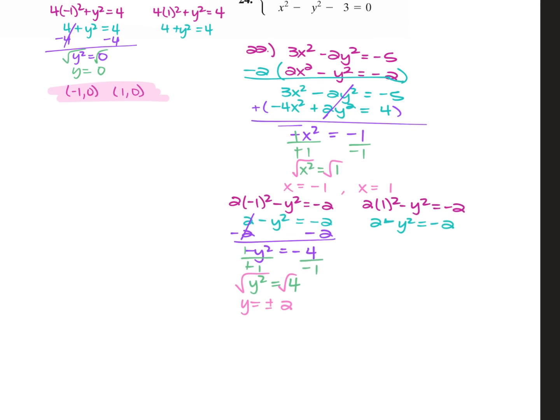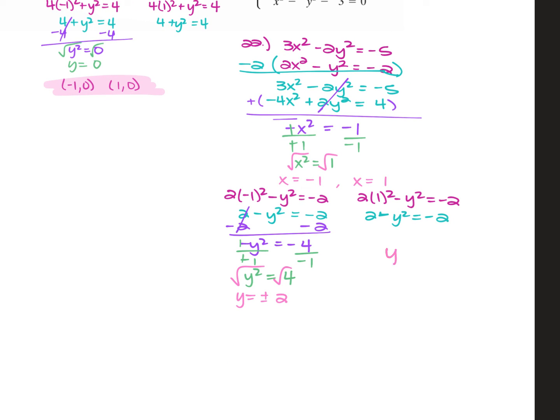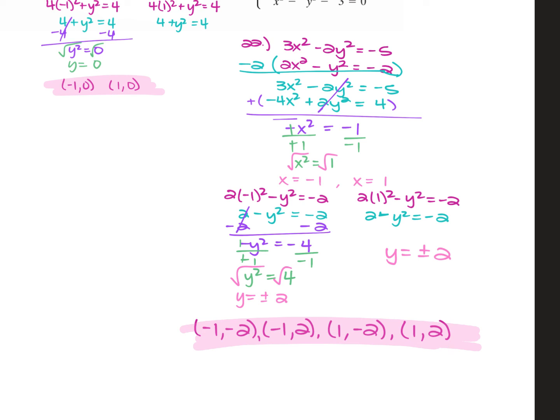So because you have plus or minus 2 for both of these, that means you have more than two ordered pairs that are your solutions. So for the x is equal to -1, it's going to get a -2 and a +2. So that means that we're going to have -1, -2, as well as -1, +2. For the +1, same thing. We're going to have a -2 as well as a +2. So we're going to have 4 solutions for this one, not just those 2 that we first had before.